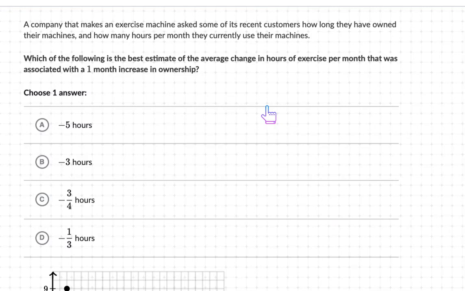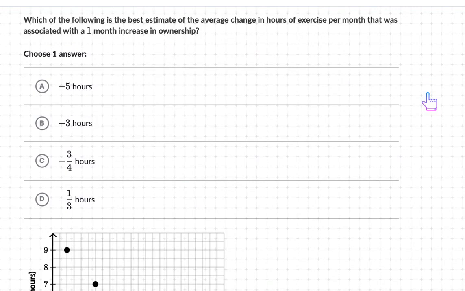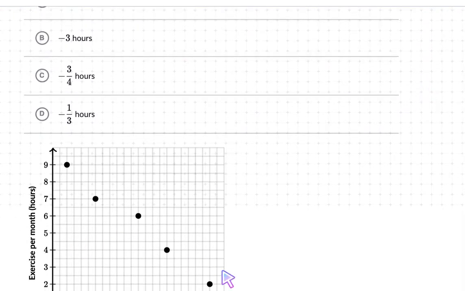So I'm probably thinking if you just bought a machine, you're going to use it a lot. And maybe over time, you're like, oh yeah, I forgot about that. Kind of like new clothes. You like to wear it as soon as you get it. But then after a while, it gets kind of old. So let's see. There is like a downward trend.